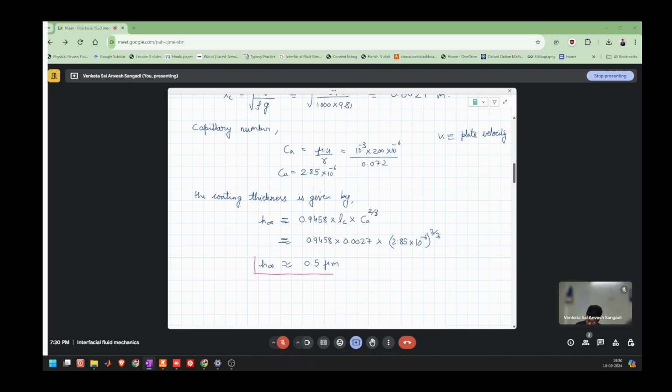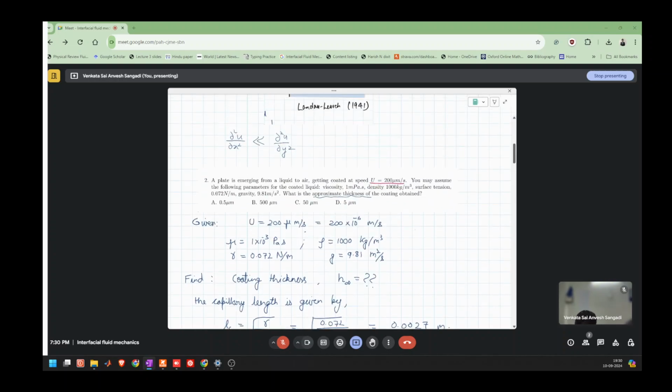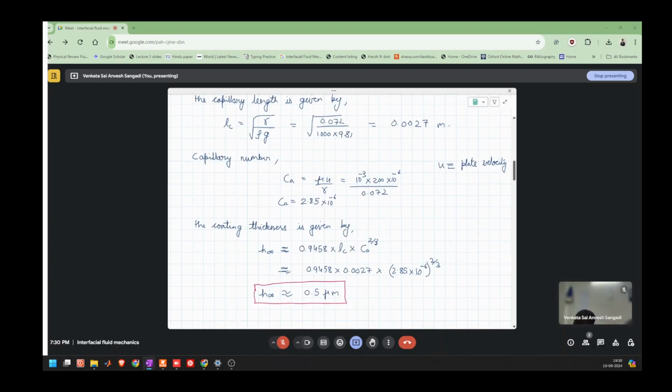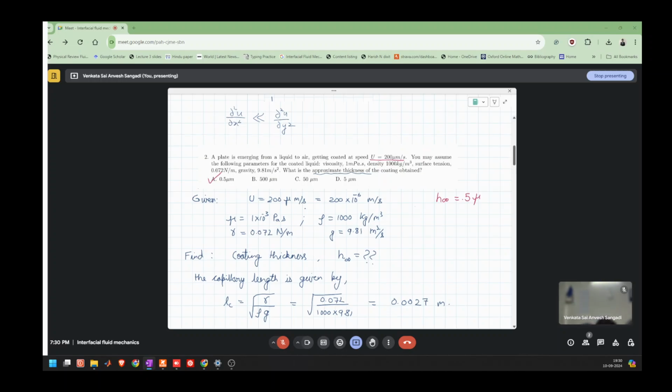Therefore, the correct option is D. H infinity is equal to 5 micro. Oh, sorry, it's not D. The correct option is A. It was 0.5. Correct option is A.